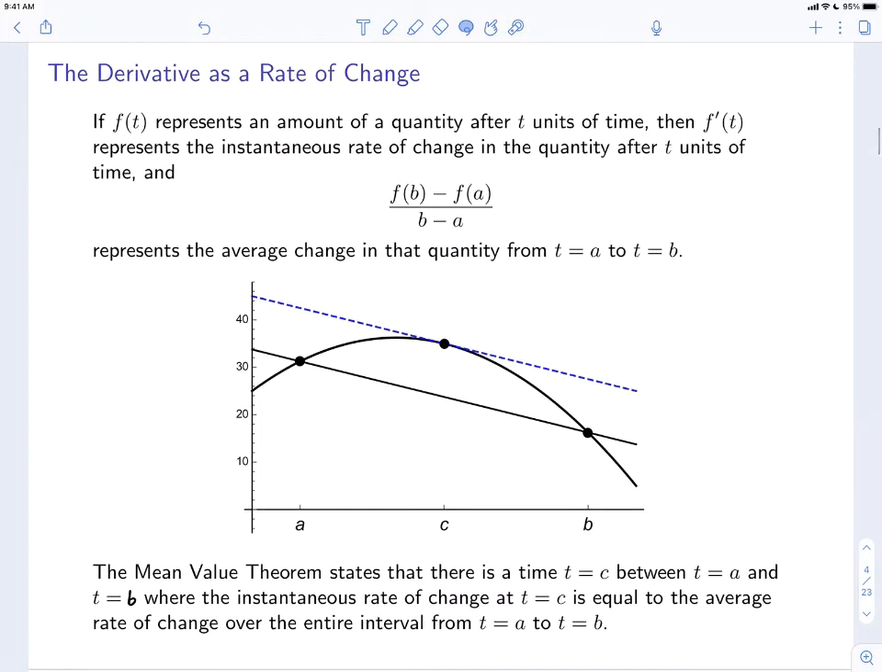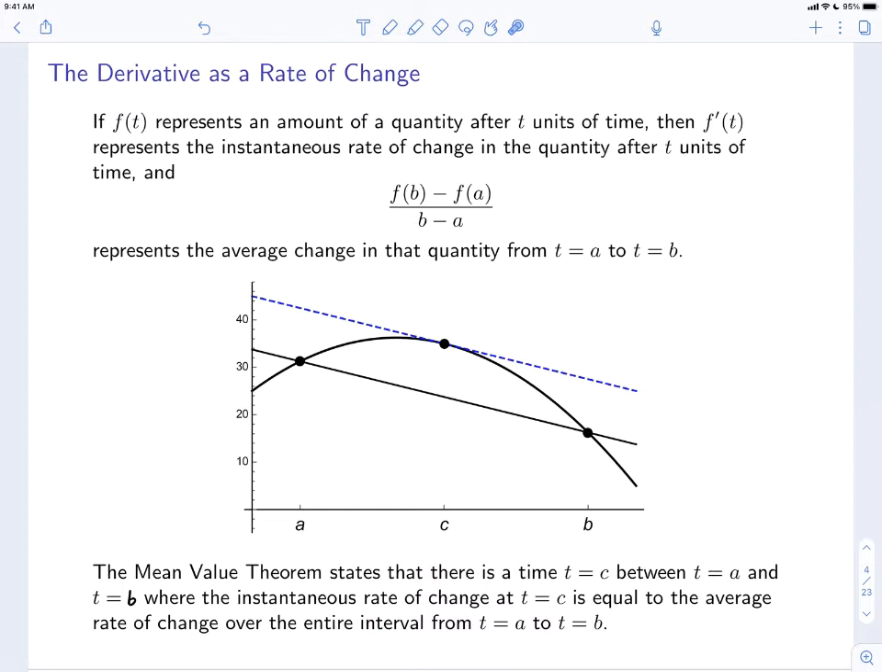We can think of the derivative as a rate of change. So if we imagine that f of t represents the amount of a quantity after t units of time, then f prime of t represents the instantaneous rate of change in the quantity after t units of time. And in this case, the quotient f of b minus f of a over b minus a represents the average rate of change in that quantity between t equals a and t equals b.